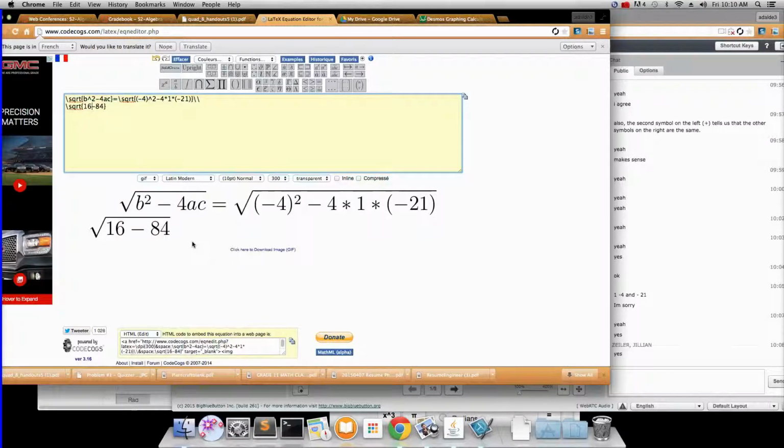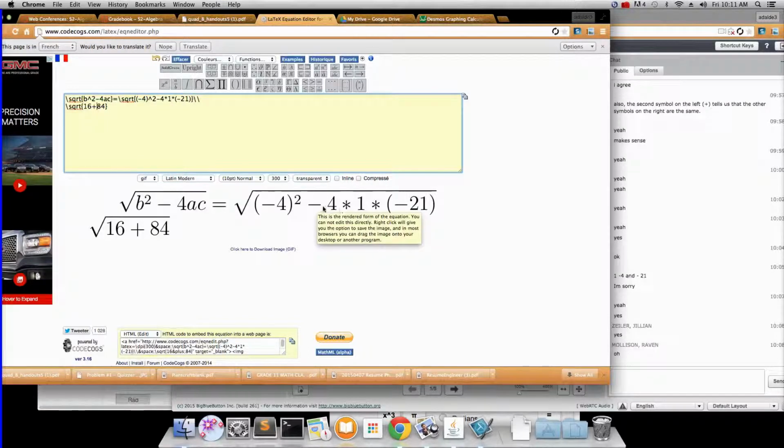All right. Well, I did trick you. This is supposed to be plus 84, because the negative 4 here cancels. When you're multiplying out the negative 4 times 1 times negative 21, a negative number times a negative number gives you a positive 84. It was only a little trick. So the square root of 16 plus 84 is the square root of 100, which is equal to 10.